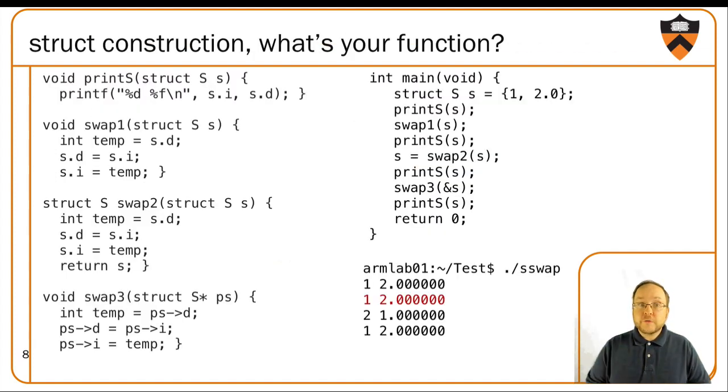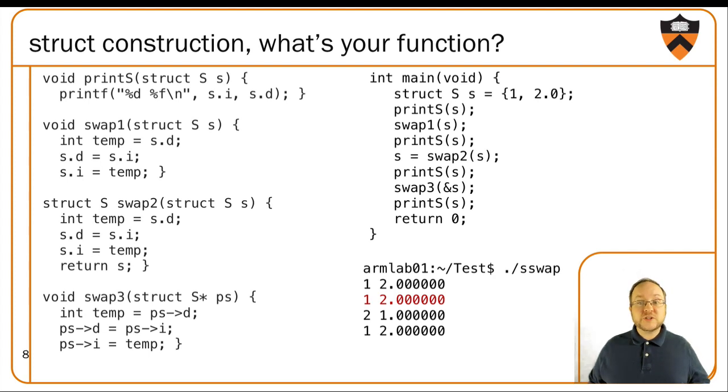So as with arrays, we can pass structures to a function. Unlike with arrays, we can return structures from a function. Also, unlike with arrays, when we pass a structure into a function, they're passed by value, not with a pointer. Check out this example where we try 3 different approaches to swap.